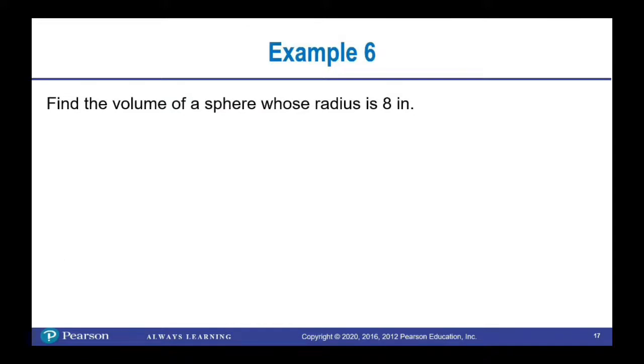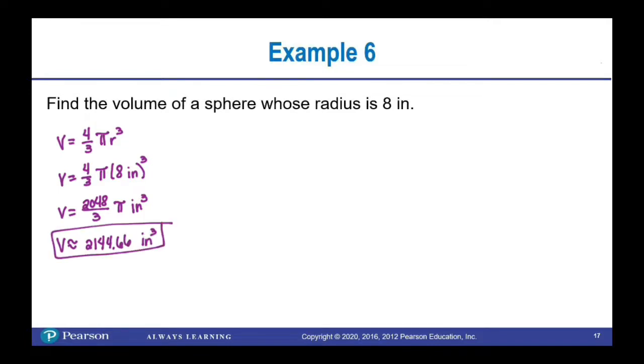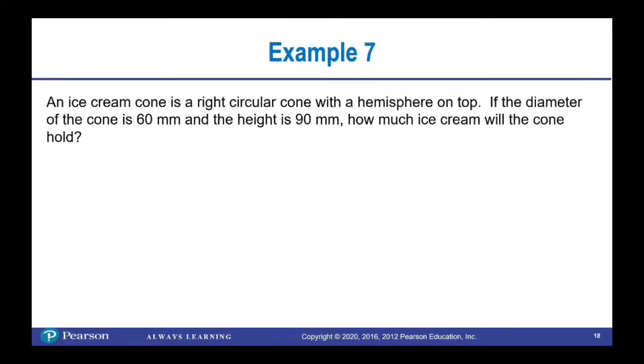In example 6, we're asked to find the volume of a sphere whose radius is 8 inches. Our formula for volume of a sphere is 4/3 pi r cubed. Plug in 8 inches for that radius. 4 times 8 cubed is 2,048. And then type in 2,048 times pi divided by 3, and we get that our volume is approximately 2,144.66, and our units here are cubic inches.